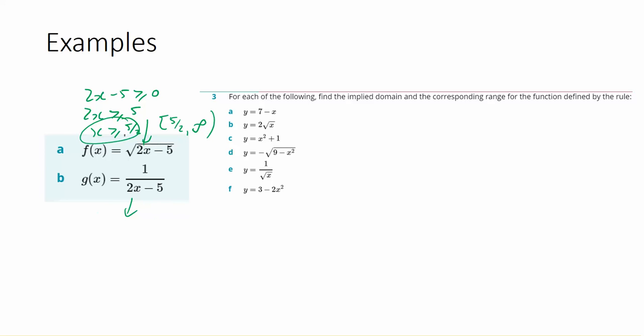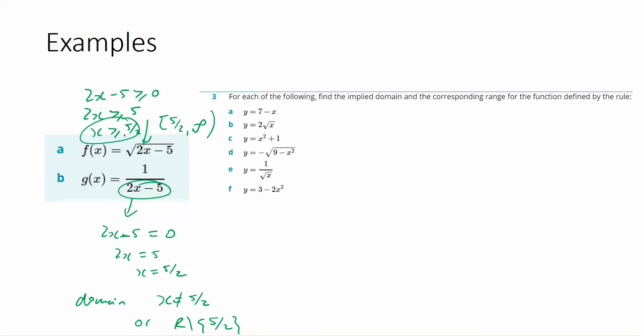For B, as we can see, the denominator can never be equal to 0. If it equals 0, then that graph doesn't work. So let's find when that happens. Let's just set that to equal 0, because we want to find for what x value it leads to that equaling 0. So I'm going to solve it. x equals 5 over 2. So the domain would be x cannot equal 5 over 2, or reals except 5 over 2. It's as simple as that. You're simply looking at the natural restrictions of a graph.